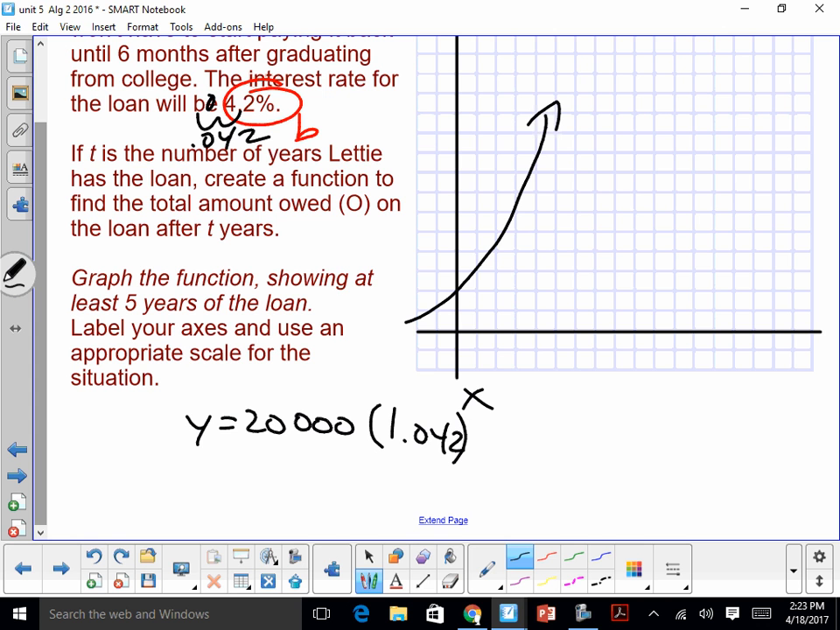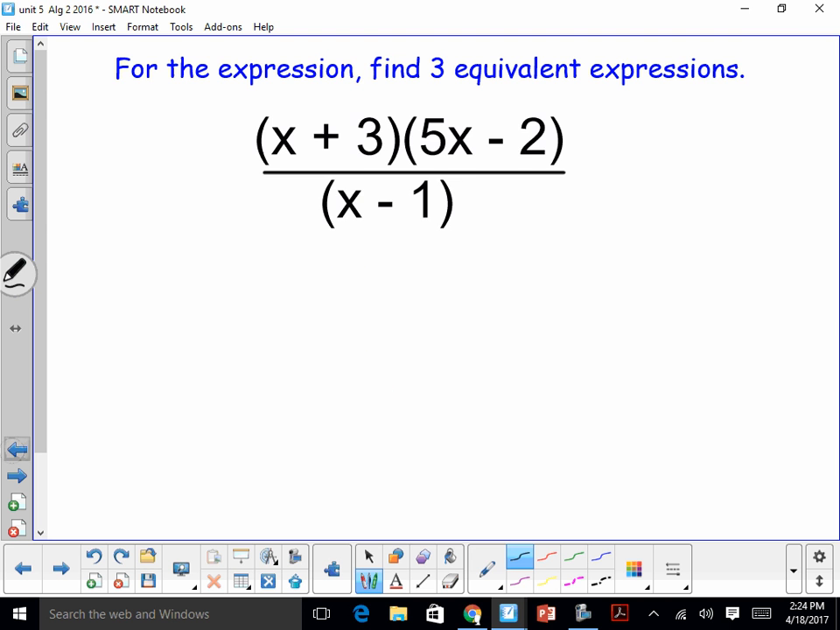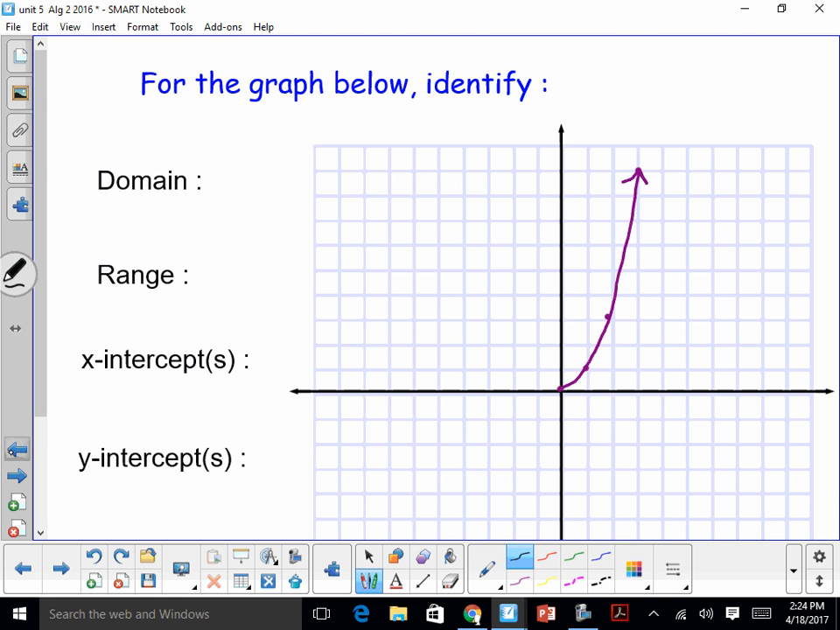Some of these pages, see that domain and range stuff? That domain and range stuff's going to come back again. Let's say you're a fly. You are a fly. All right.